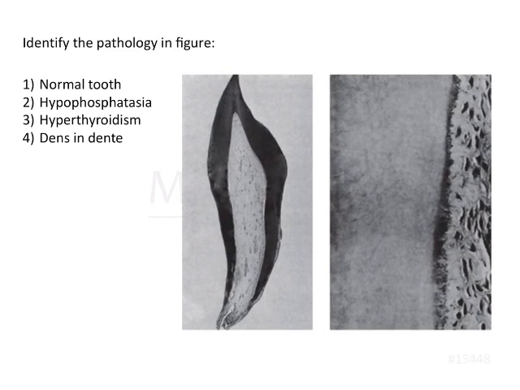So the question over here is: identify the pathology in the figure. Our options are normal tooth, hypophosphatasia, hyperthyroidism, and dens invaginatus. Let's look at the two images over here.